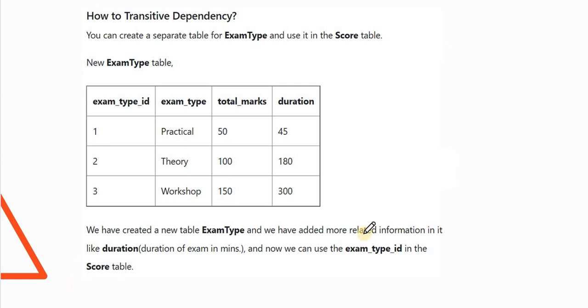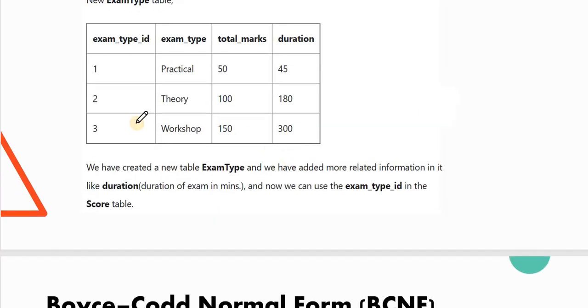So I will put one more table for exam type: exam type ID, exam type, whether it is practical or theory, and what the mark is. I am adding one more column here, a duration column. So like this I can divide into smaller tables.